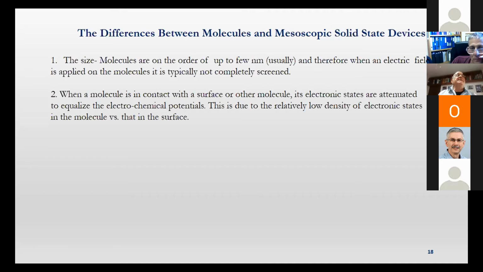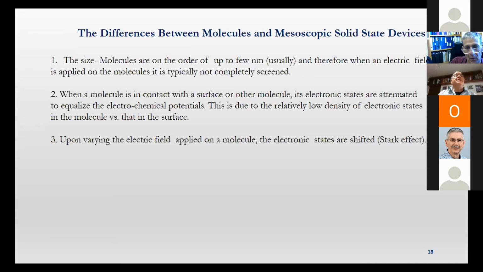As a result, when a molecule is attached to anything, there is a redistribution of the electronic state in order to match the electrochemical potential of the substrate. That causes a big effect in the electronic structure of the molecule.